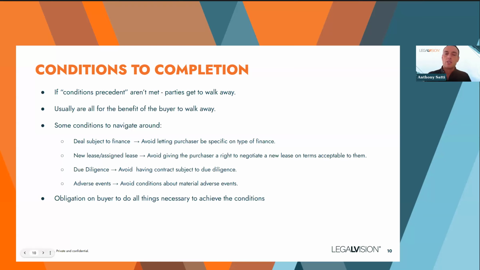Another important part of the conditions precedent is that, because it is largely for the benefit of the buyer, it's also important to make sure the relevant clause within the sales contract includes something around both parties doing everything reasonably necessary to try and achieve those conditions precedent.